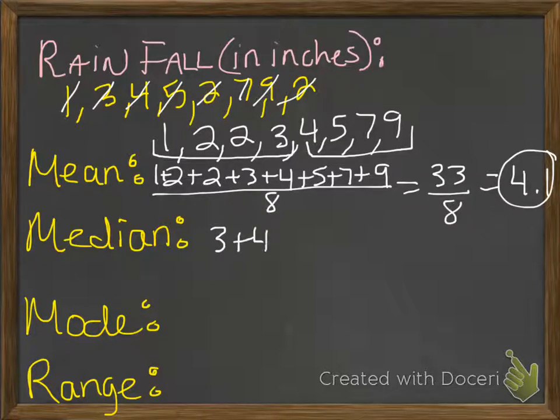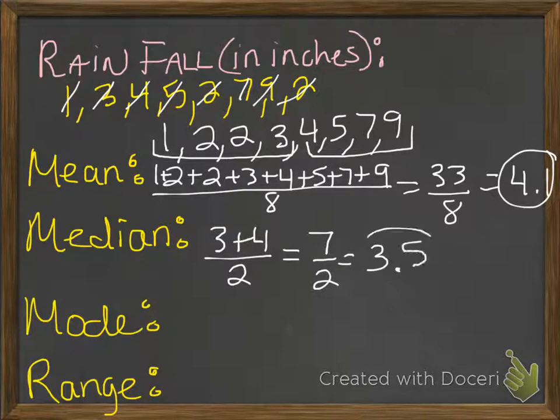and add them together, so 3 plus 4, and divide by 2. Really what you're doing is finding the average of those middle two numbers. Well, 3 plus 4 is 7 over 2, and 7 divided by 2 gives you 3.5. So your median would be 3.5.